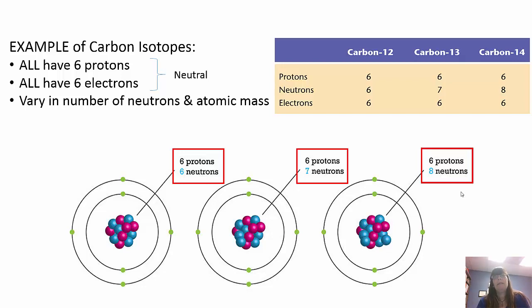So remember, elements have the same number of protons. So you change the number of neutrons, and you change to an isotope. Okay? So as I said, C12, C13, C14.